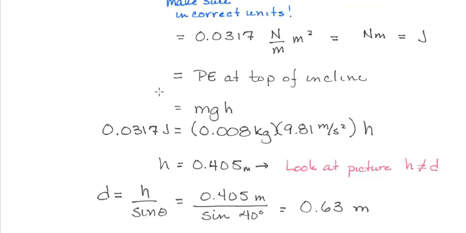So we'll come down here and look at it. d is going to equal our h divided by the sine of the angle, and we find out that the ball will actually go up 0.63 meters to the top. So now we're going to complicate things a little bit more.